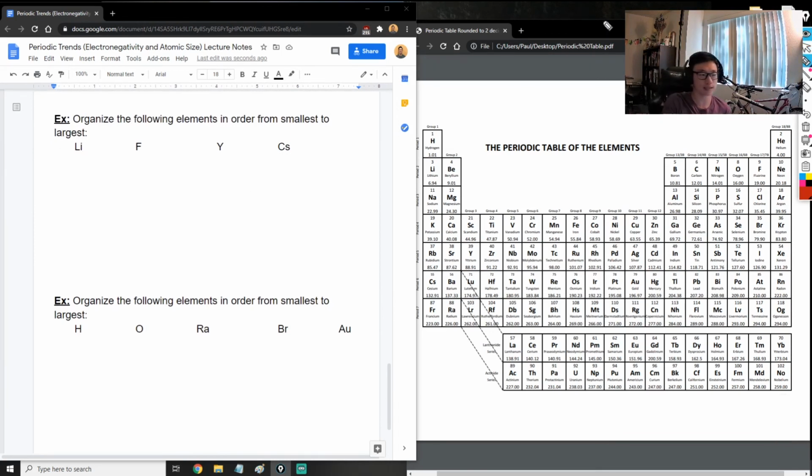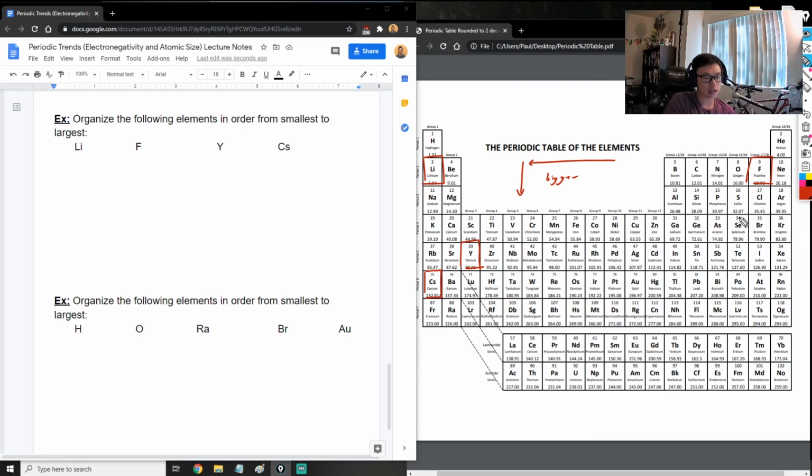Okay, so if you think you could just try this on your own, go ahead. But I'm going to go through it step by step. If you want to try it on your own, you can pause the video and skip forward, but I'm going to go over an explanation as we go through the problem. So let's look for the elements. We have Li, F, my favorite, yttrium, and Cs, cesium.